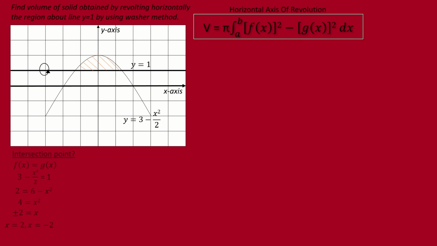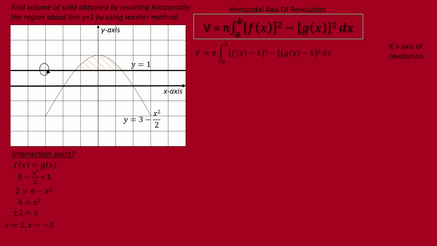For the point of intersection, we can equate both of the functions, which is 1 and also 3 minus x squared over 2. By doing so, we get that the intersection points are positive and negative 2, which are the limits of the integral. As a reminder, the question said that the axis of revolution is y equals 1. That's why both of the functions have to minus 1 before squaring each of them.